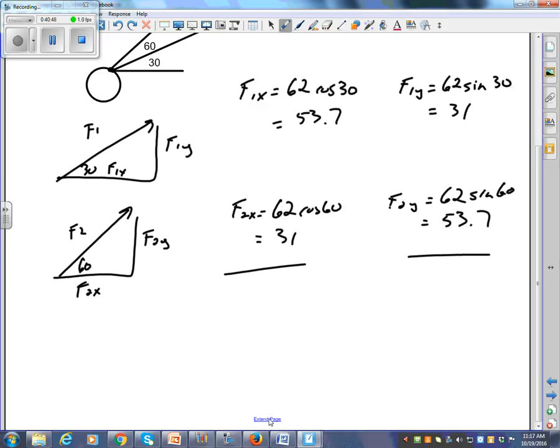Well, why are these numbers the same? Why are they the same? Because the cos of 30 is equal to the sine of 60. Some math there, yeah. Which means that when we add them up, they're going to be the same, right? Both 84.7?